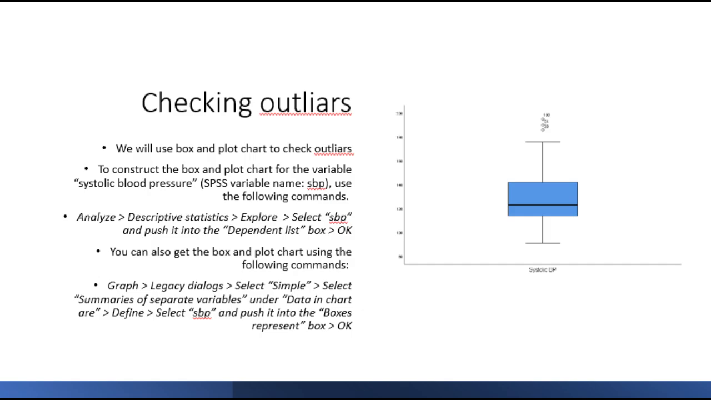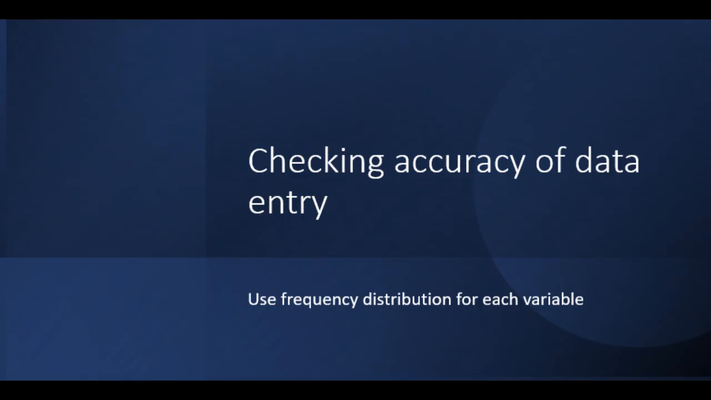You can also get the box plot using the following commands. Graphs, next, Legacy Dialogs, next, select Boxplot, next select Simple, next select Summaries of separate variables. Next, Define, next select SBP and push it into the Boxes Represent box, next OK. Checking accuracy of data entry: use frequency distribution for each variable.